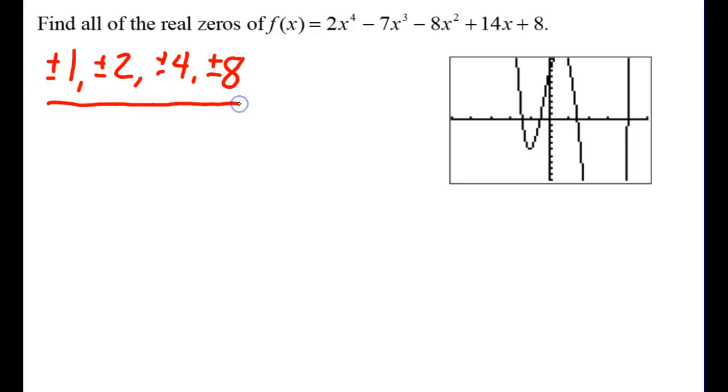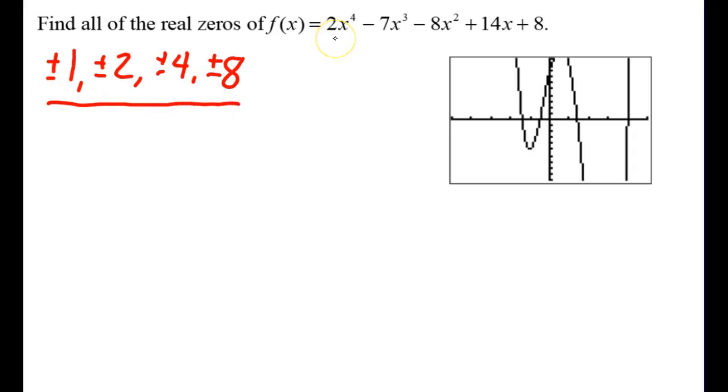Now we're going to go through an example applying the rational root theorem. So we want to find all the real zeros of f of x equals 2x to the fourth minus 7x cubed minus 8x squared plus 14x plus 8. If we apply the rational root theorem, we're looking at the factors of our constant, which is 8. So we're listing all those factors: plus or minus 1, plus or minus 2, plus or minus 4, and plus or minus 8. We need a positive and a negative for each one, because to get a positive 8, I could take negative 1 times negative 8. So that's why we have to account for the positive and negative for each factor.